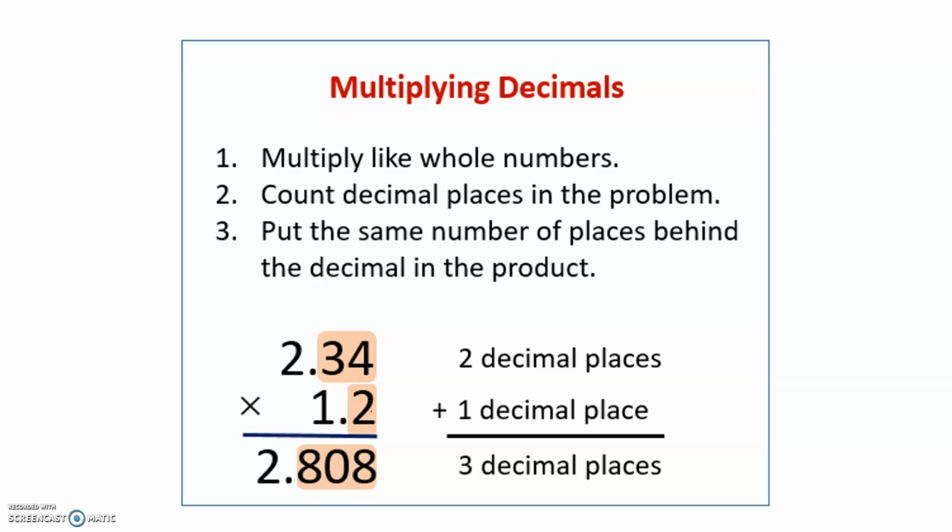So unlike adding and subtraction, where we line up by the place value or the decimal point, for multiplying it doesn't matter. I'm going to line up by the number. All right, that's easier for me to figure out. It's just easier for me to do that.